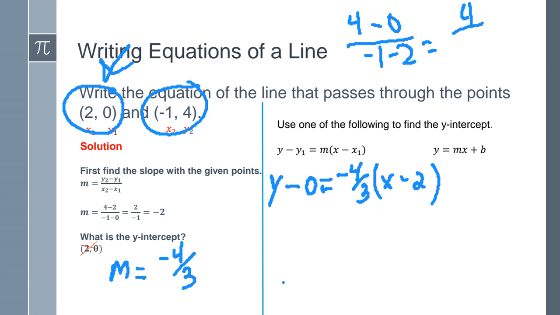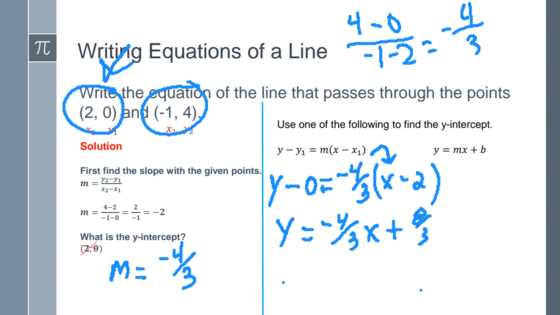So y minus 0 is just going to be y. And then we're going to substitute negative 4/3 or multiply it across. So we get negative 4/3 x. Negative and negative is positive, and negative 4 times 2 is 8/3. Okay, so this would be our answer, 8/3.